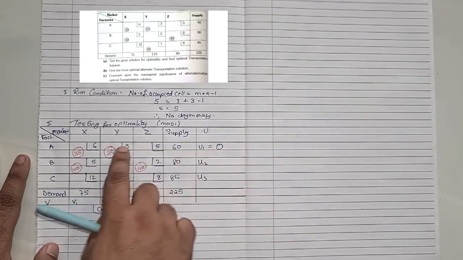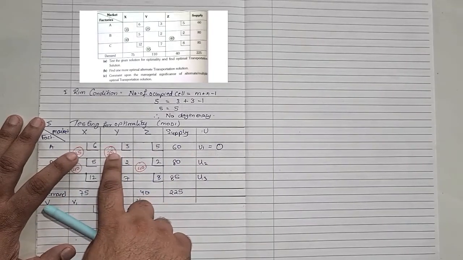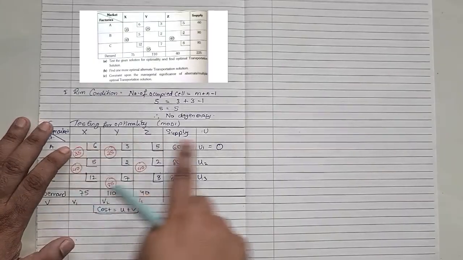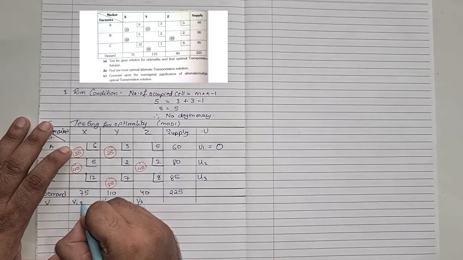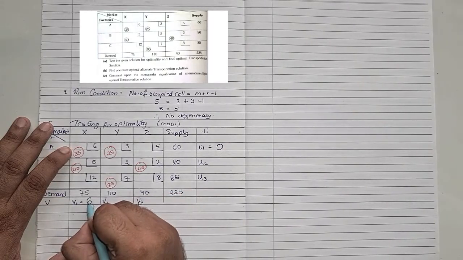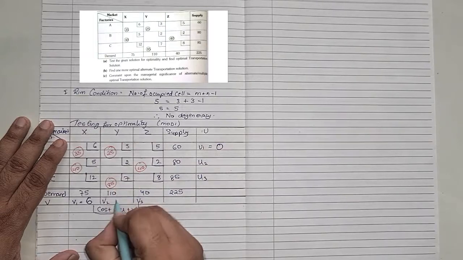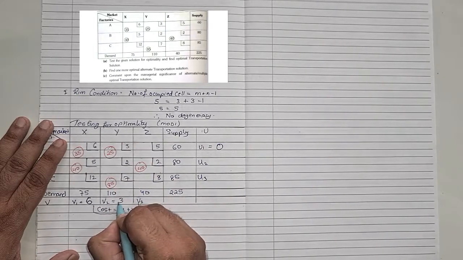Now check in this row. Since there are 2 allocated cells here in the row, I can find V1 and V2. So cost 6 minus 0 will give you 6, so V1 will become 6. Again 3 minus 0, V2 will be 3.